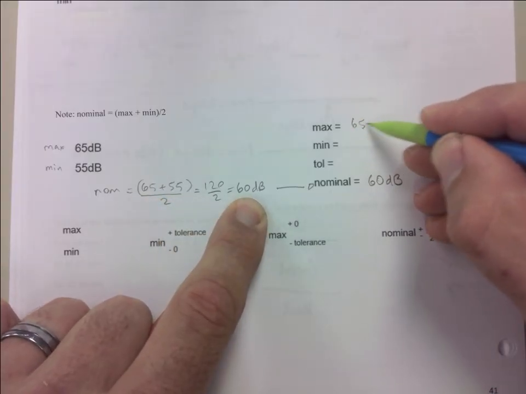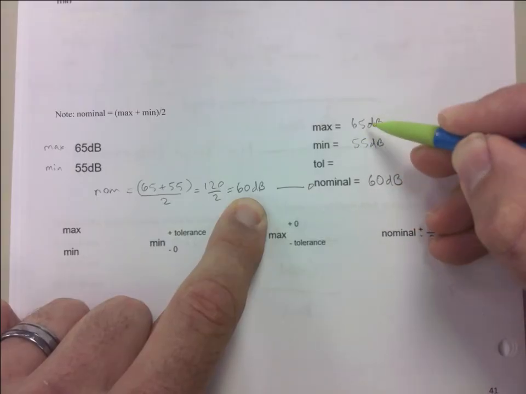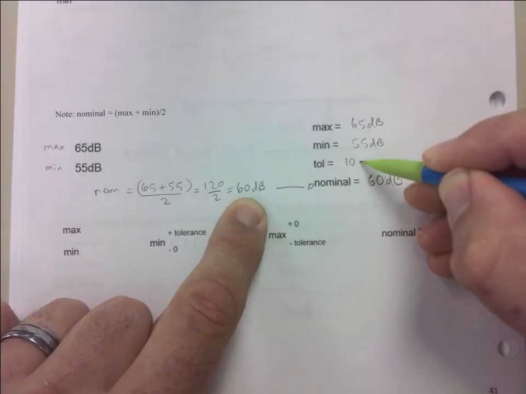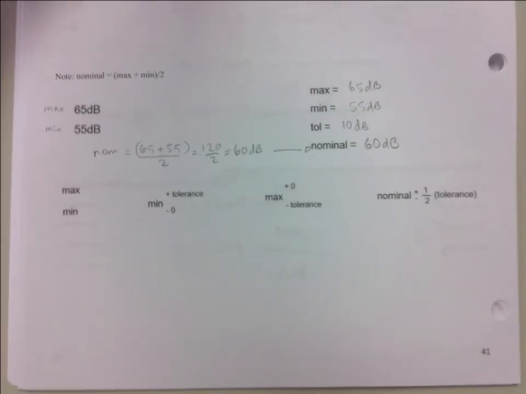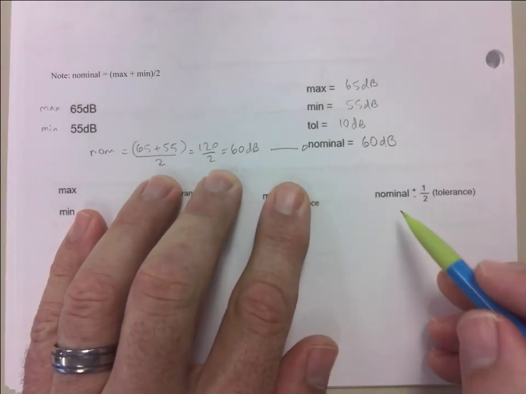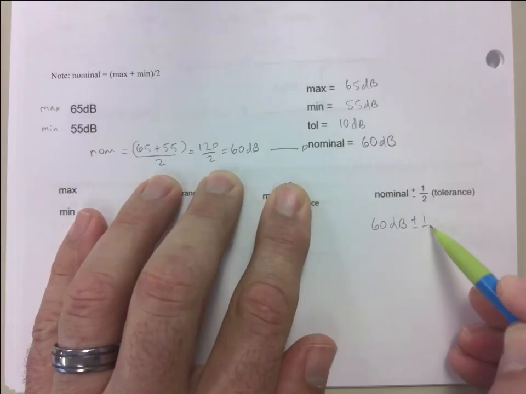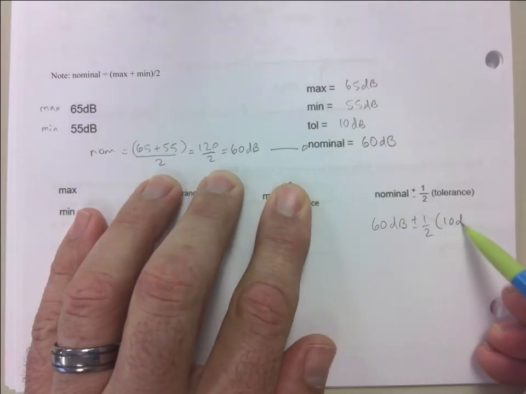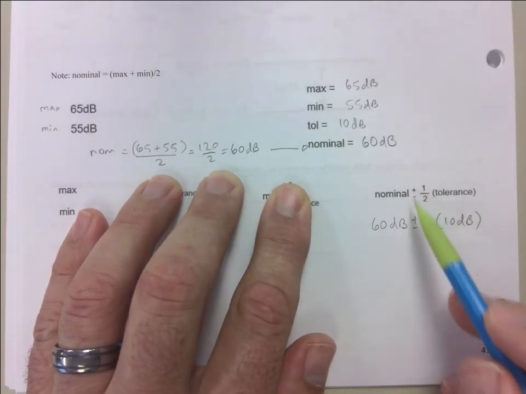The max is 65. The min is 55. The tolerance is when you subtract them, that's just 10. Okay? And so let's say the question just asks you to write this in this format right here. I'm just going to do the 1 for now. So that's 60 plus or minus half of tolerance. Okay, so that's your tolerance in that format.